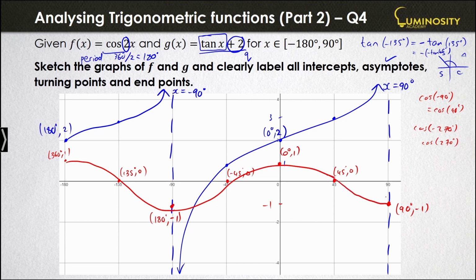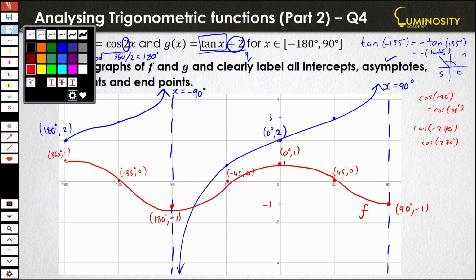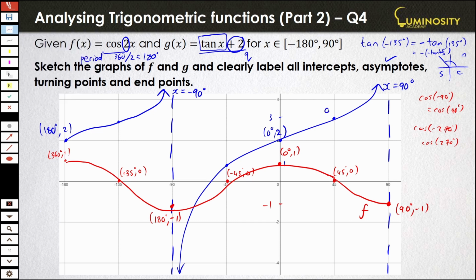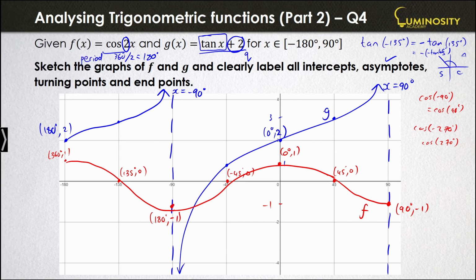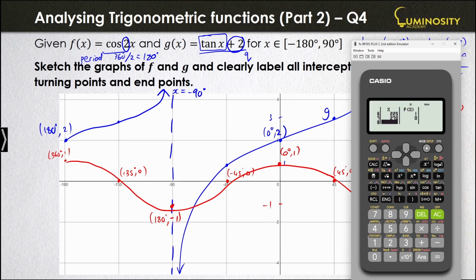All right, and there is the graph of f. Okay, so here's g, here's f. Another way we could have done this is that if we bring up our table function, we can actually put two functions at once on certain calculators. Otherwise, you'll do it one at a time. But for this one here, we can do cos of 2x and then tan of x plus 2. And we can start at negative 180, end at 90, and do steps of 45 as given in the diagram.